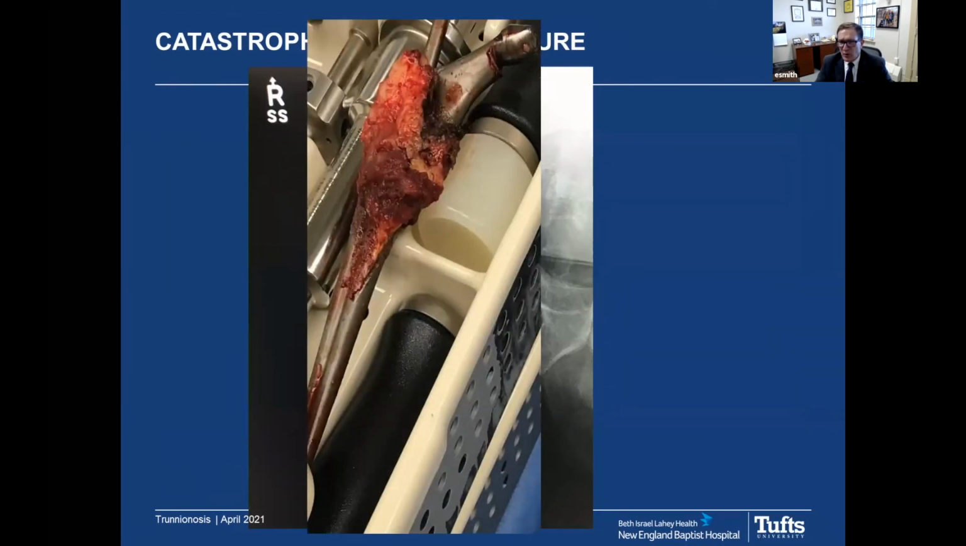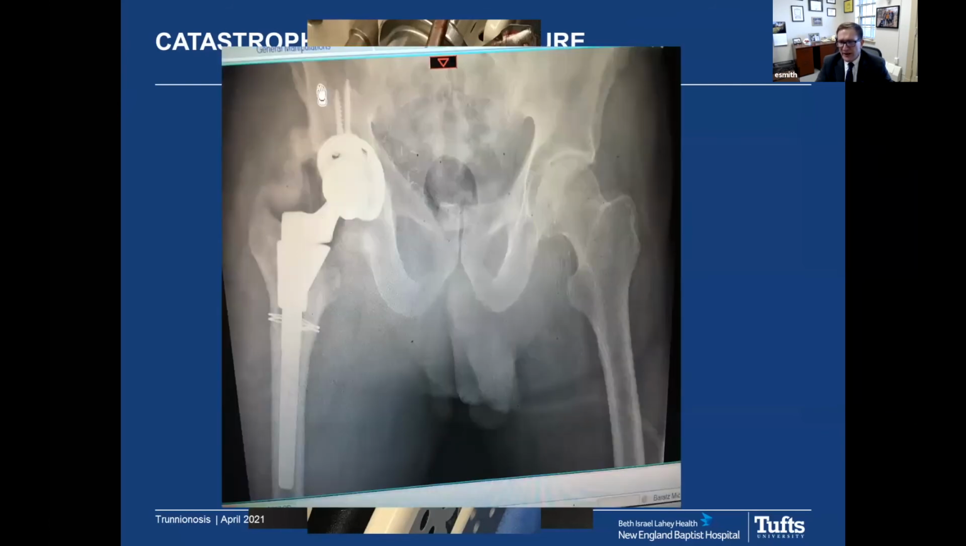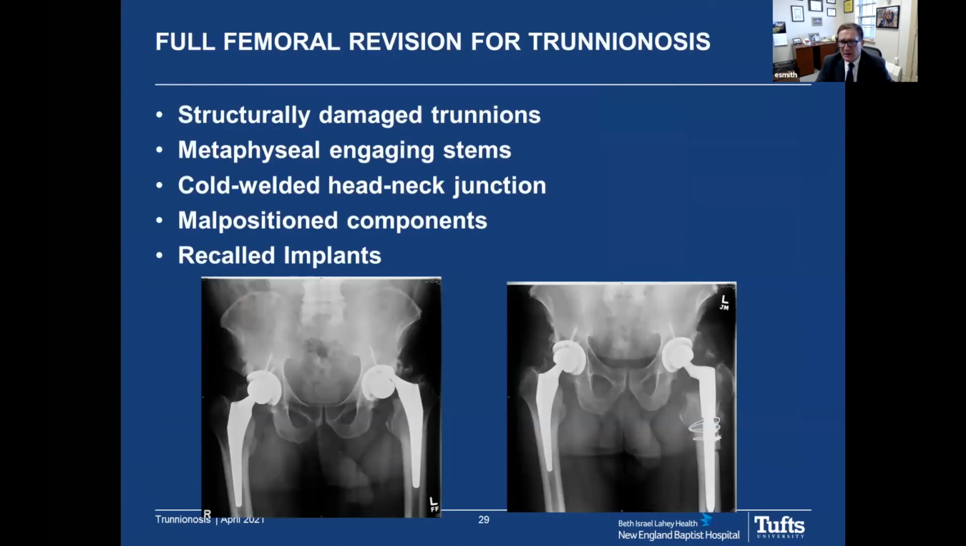In this case, it's more of an extended trochanteric osteotomy because of the well-fixed bone on the edge of the stem. Again, revised to a titanium-based stem. So full femoral revision, just to conclude with this, is when you'd want to do this in a structurally damaged trunnion, as I've shown here.